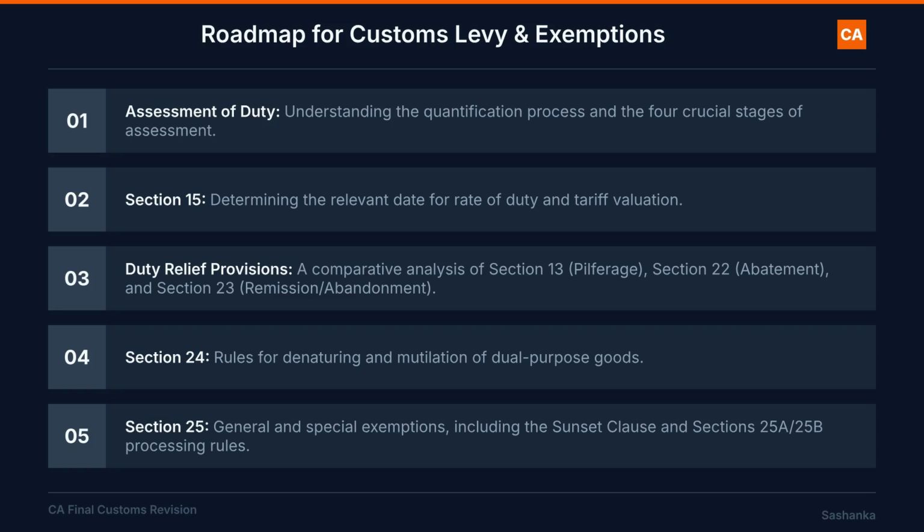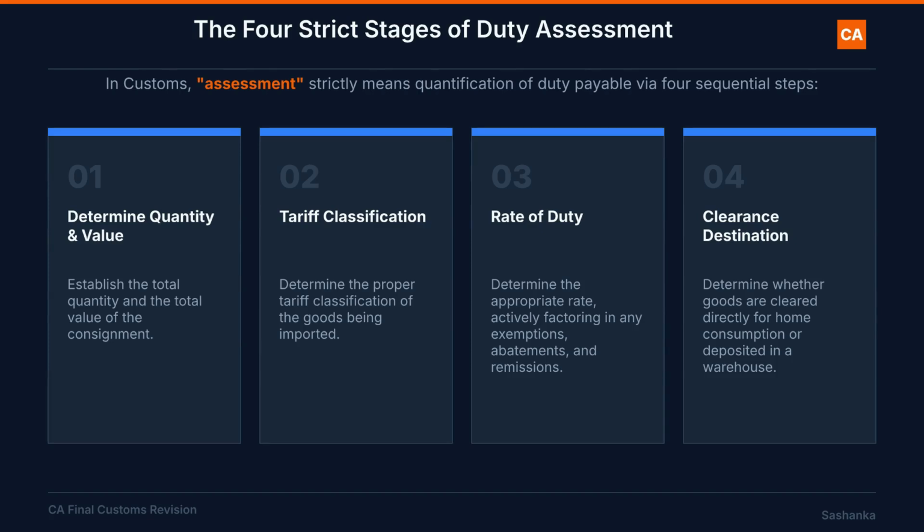Finally, we'll discuss denaturing and mutilation under Section 24 and the exemption powers granted to the central government under Sections 25, 25A, and 25B. In customs law, assessment simply means determining the exact amount of duty payable by the importer. This process follows 4 strict stages.